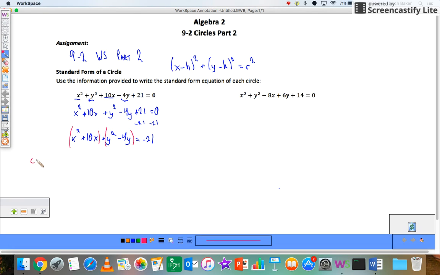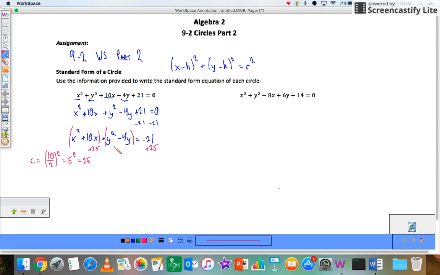Okay, so if you remember trying to find the c value, it was b over 2 squared. Now, for the x term, that'll be 10 over 2 squared, which is going to be 5 squared, which is 25. Now, what that means is I'm going to add 25 right here, and I'm also going to add it on the right side of the equation.